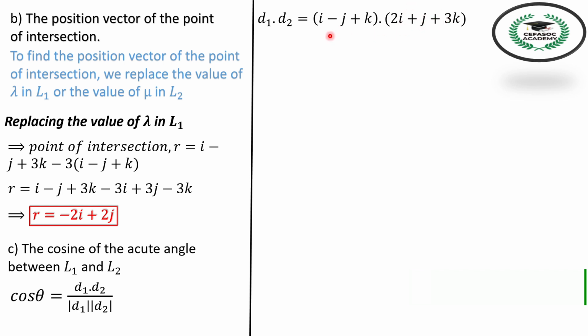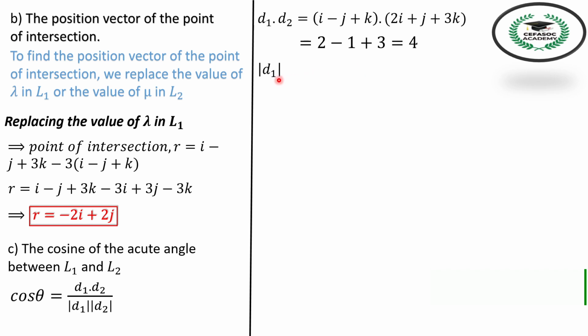Now dot product, in dot product you have to recall that i dot i is equal to j dot j, which is equal to k dot k, which is equal to 1. It means that i dot j is 0, i dot k is 0, and j dot k is 0. So my dot product here will have i dot 2i, which is 2, negative j dot j is negative 1, k dot 3k is 3. So d1 dot d2 is equal to 4.